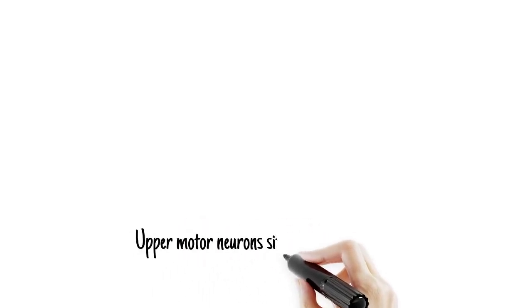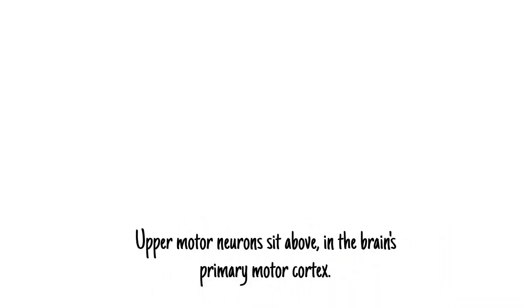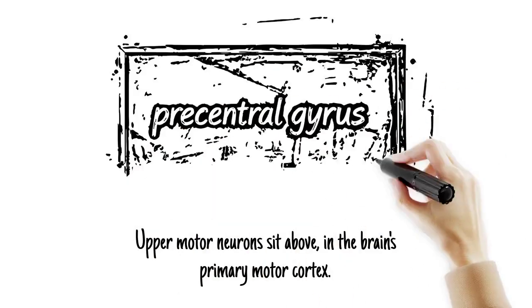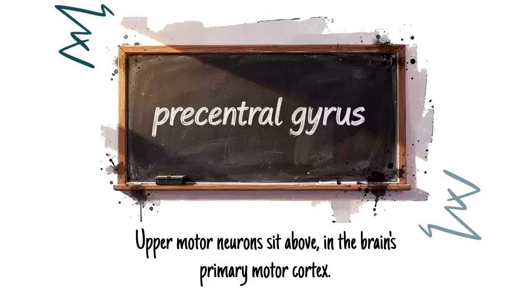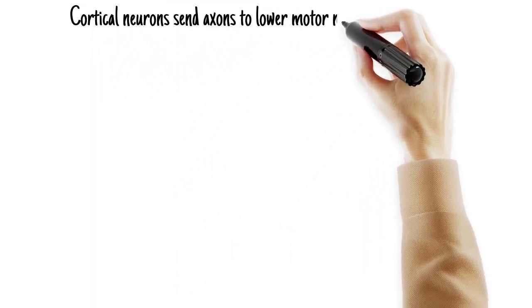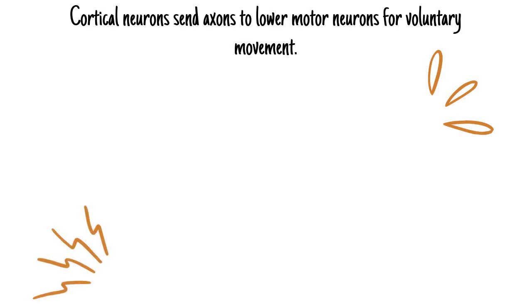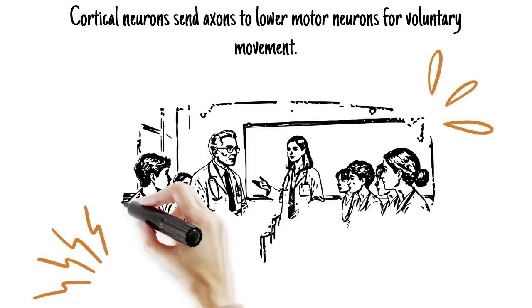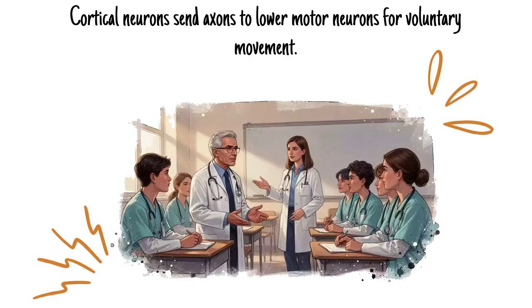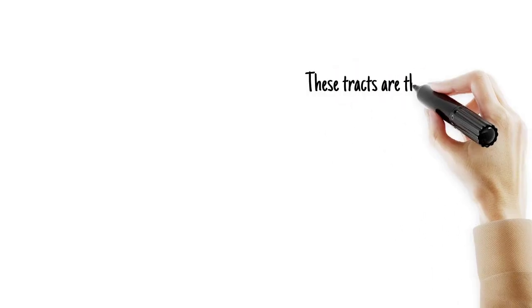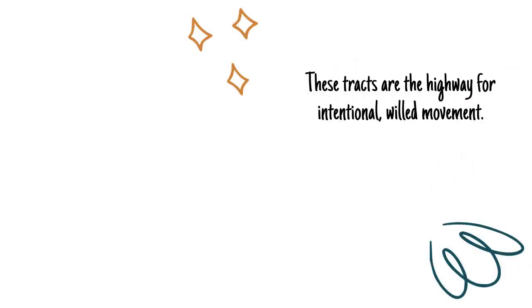Above these sit the upper motor neurons, located in the precentral gyrus, the primary motor cortex, and in neighboring cortical regions surrounding it. These cortical neurons send axons downward to synapse onto lower motor neurons, relaying voluntary motor commands. Their axons form two major descending tracts. The corticospinal tract carries signals to the spinal cord, while the corticobulbar tract carries signals to the brainstem motor nuclei. Together, these are the highway for intentional, willed movement.